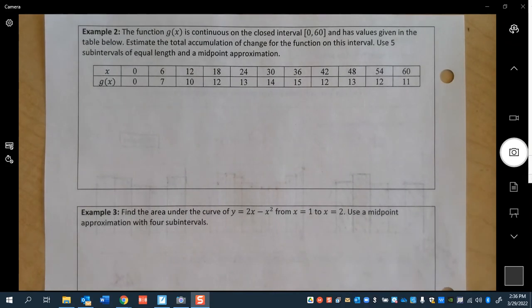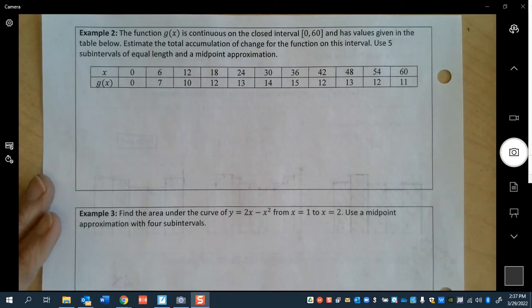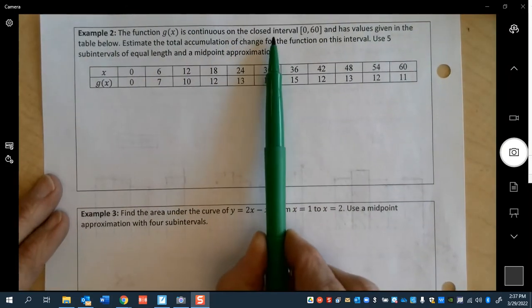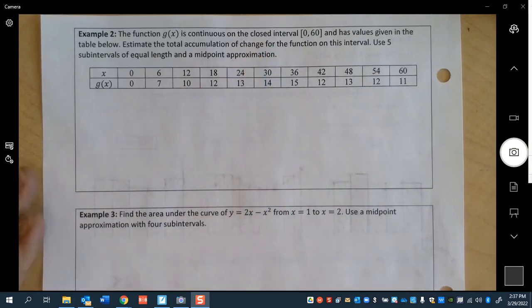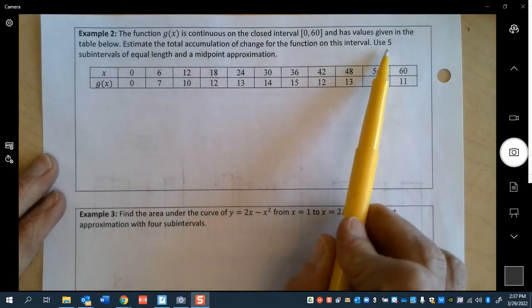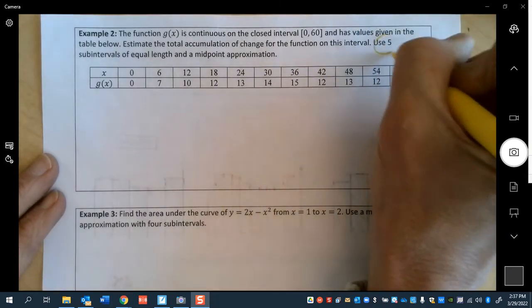And when we look at the chart, we don't have a picture, so we have to imagine these rectangles and our input outputs and go ahead and read. So let's see what it says. It says the function's continuous on the closed interval 0 to 60. That's good. And the values given in the table below. Estimate the total accumulation change of the function. Use 5 sub-intervals of equal length.